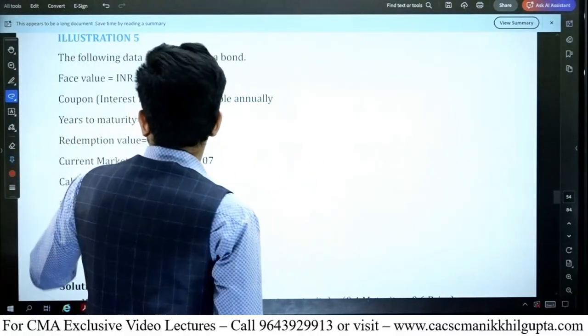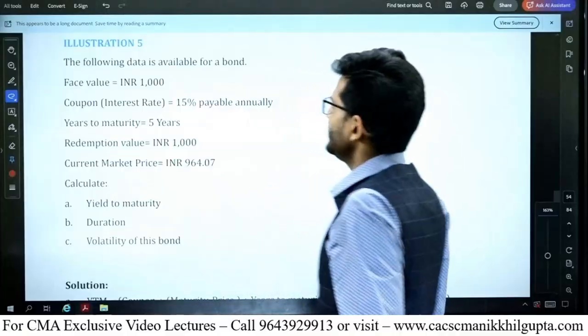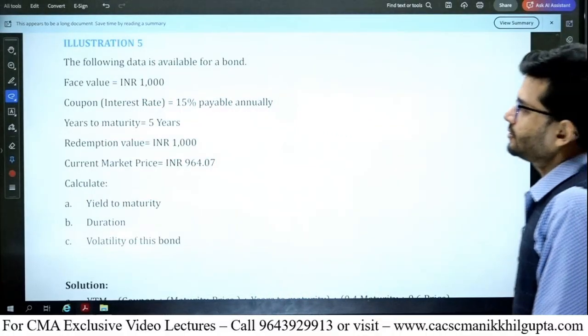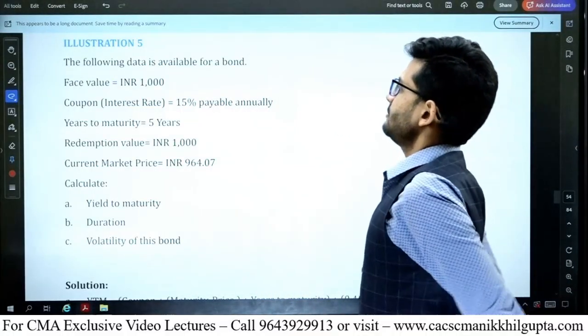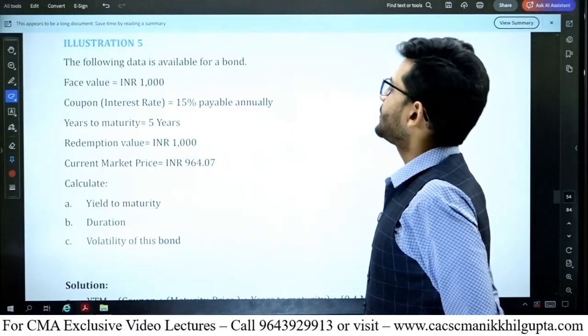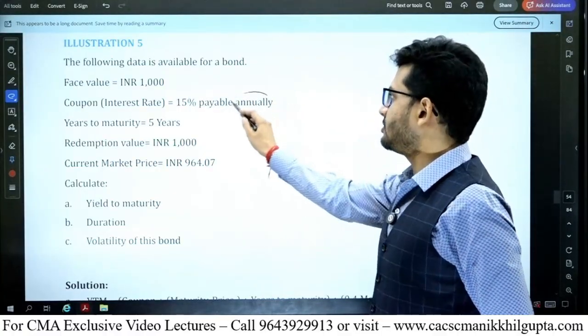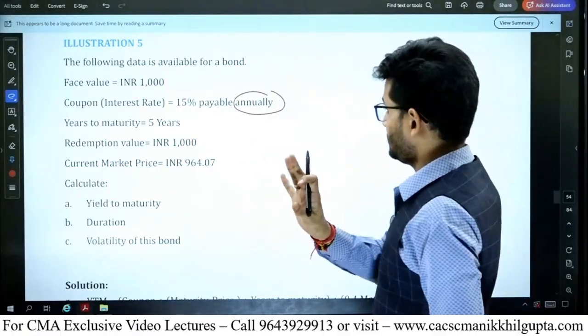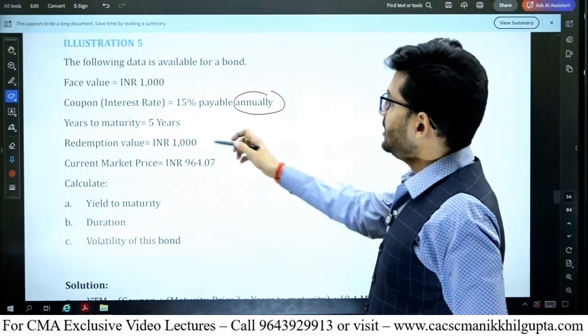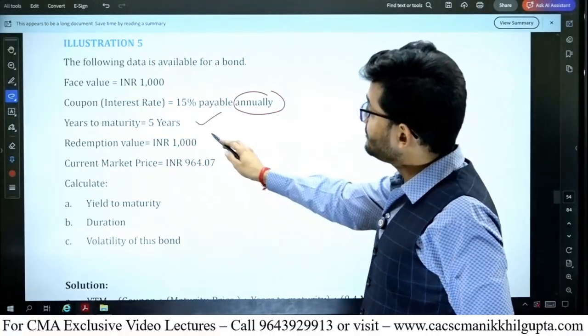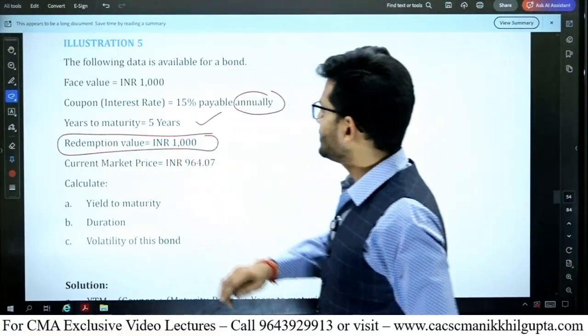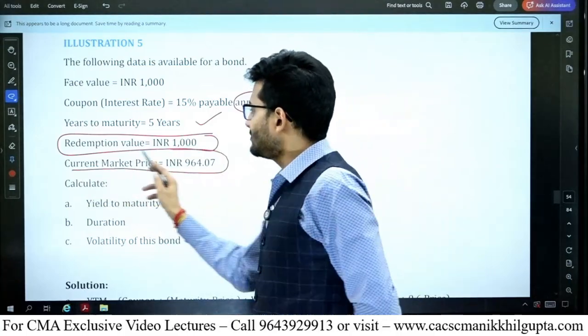All right, a similar question, valuation of bonds, illustration number 5. Again, a little bit of complexity over here. Following data is available for a bond. Face value is ₹1000. Coupon rate is 15% annually, not semi-annually, annually. Thank God, the complexity is reduced. Years to maturity, 5 years. Redemption value is also given to you, 1000, and the current market price is also given to you.